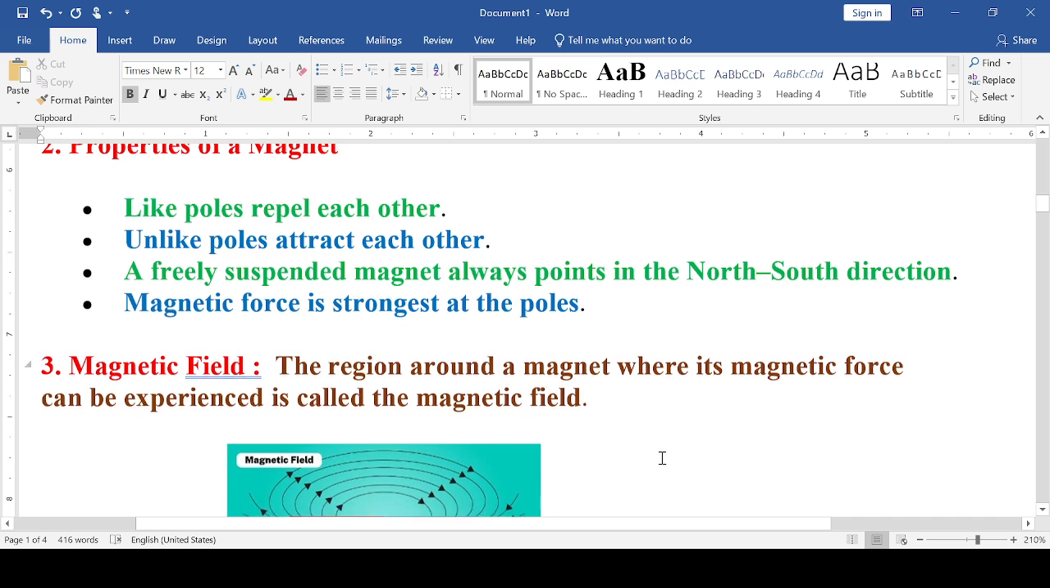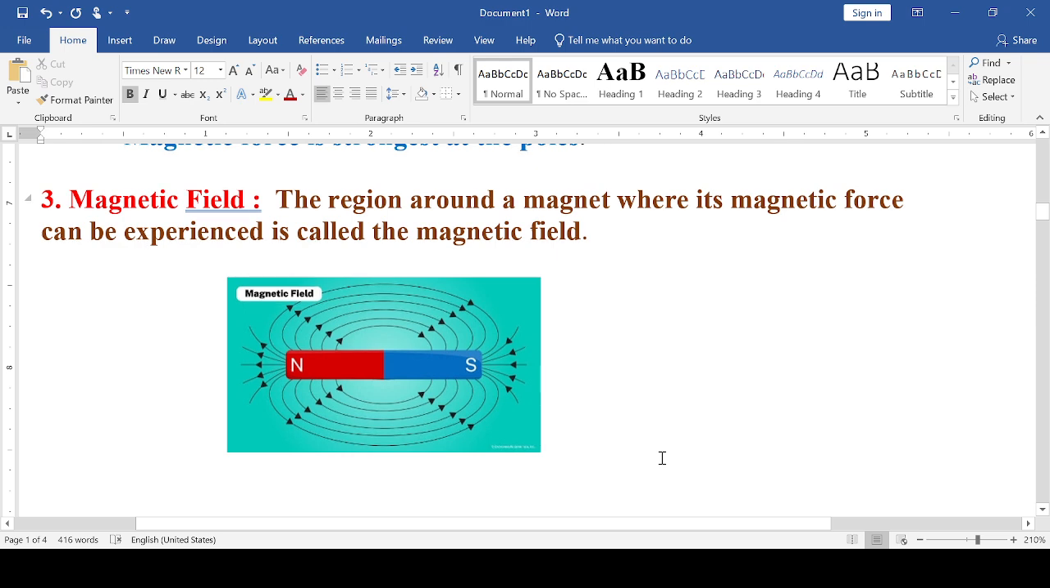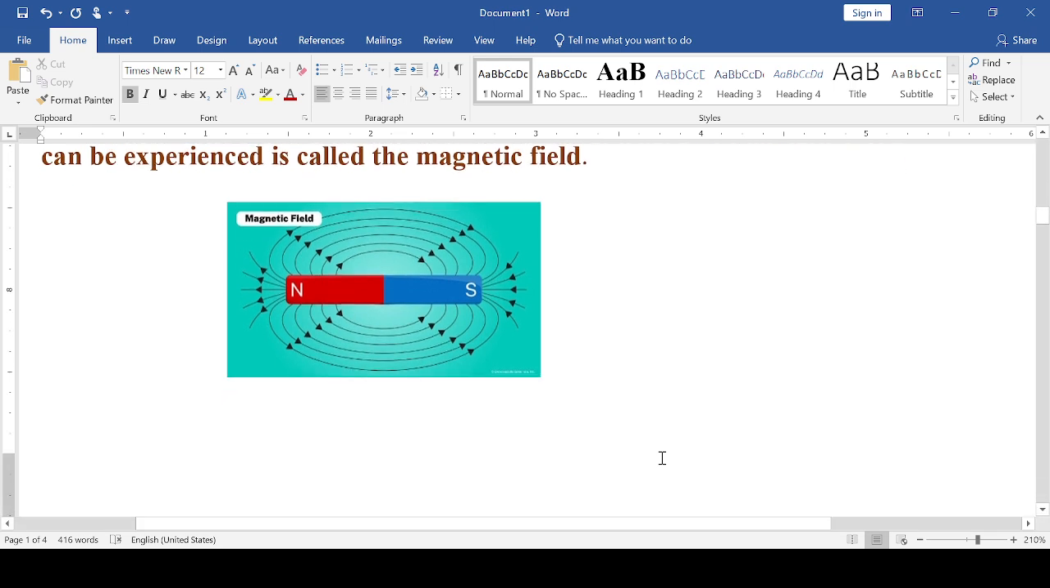So what do you mean by magnetic field? Please check the figure. Many terms and definitions are related in this image. The region around a magnet where its magnetic force can be experienced is called a magnetic field. You can see the lines. If an object is placed outside the lines, the magnet cannot attract. So the region around the magnet where the magnetic force can be experienced, we call it a magnetic field.